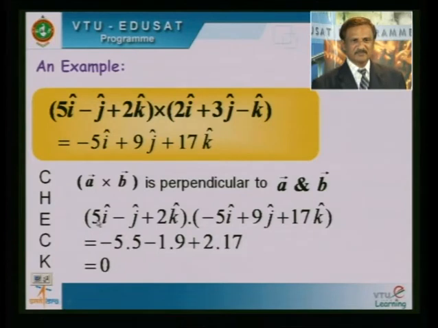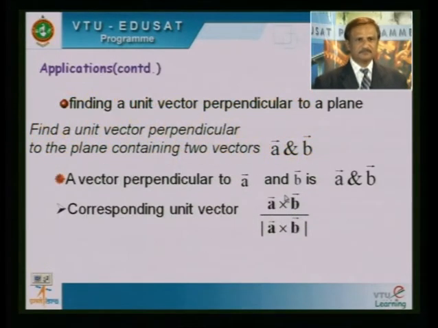How do you multiply? 5 into minus 5, that is clear. Coefficient of j, coefficient of k into k. Simplify, I hope you will get 0. Minus 5 into 5 is minus 25, 1 into 9 is minus 9, 25 plus 9, 2 into 17. I hope after simplification you will get 0. So, therefore, A cross B is perpendicular to A and B, right.